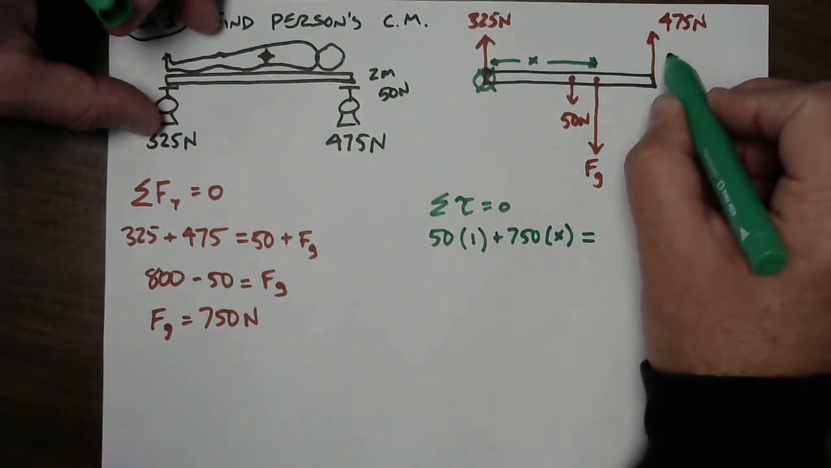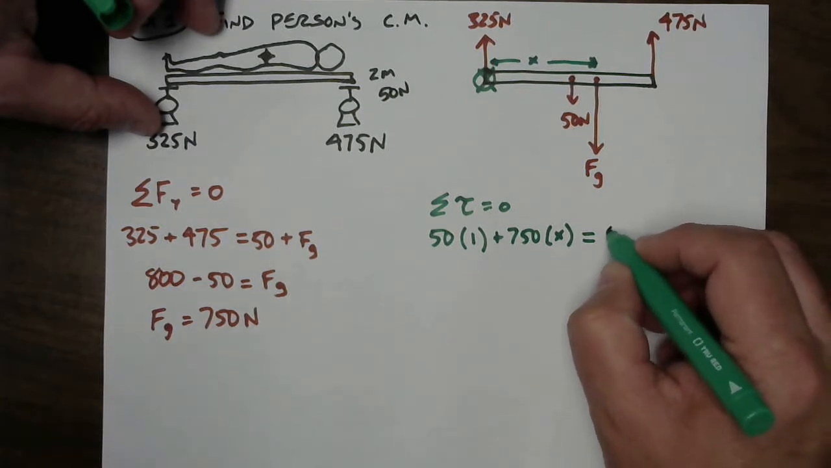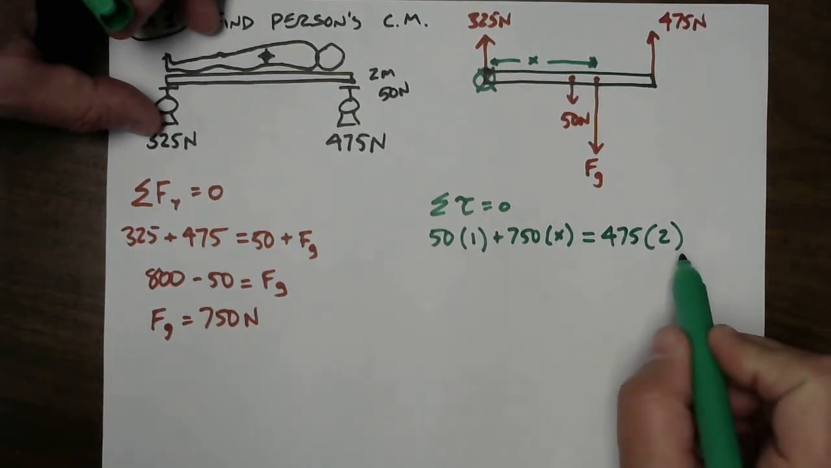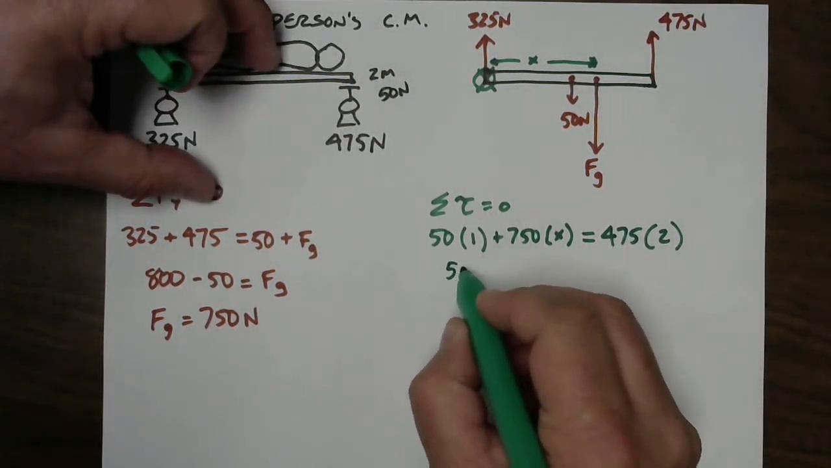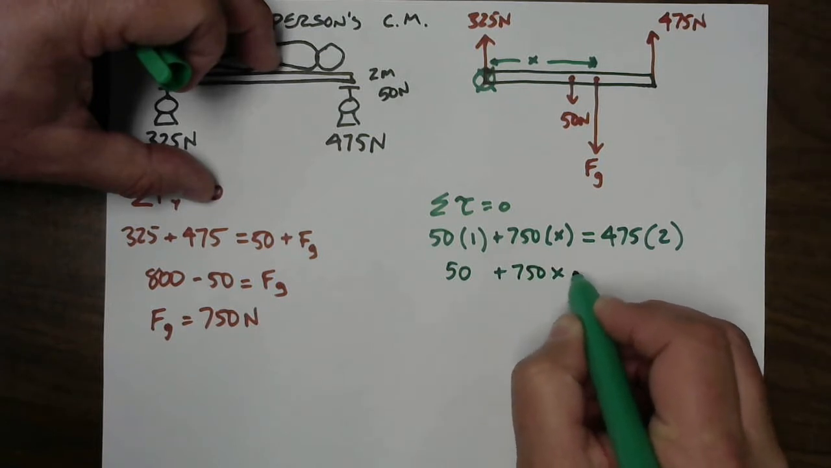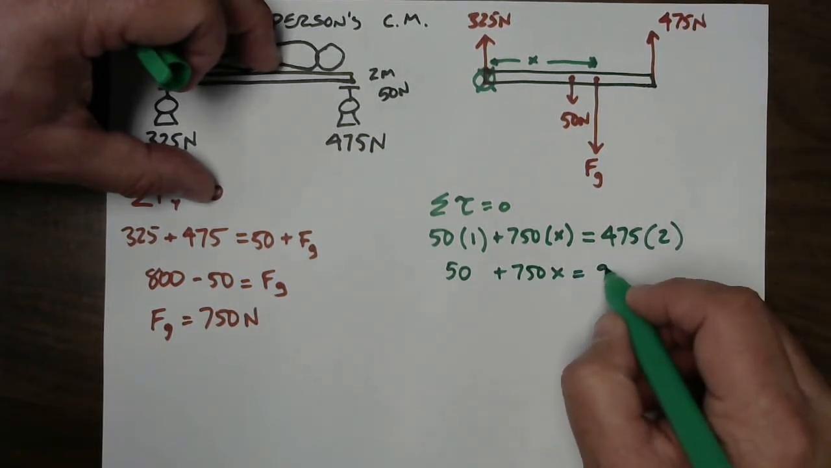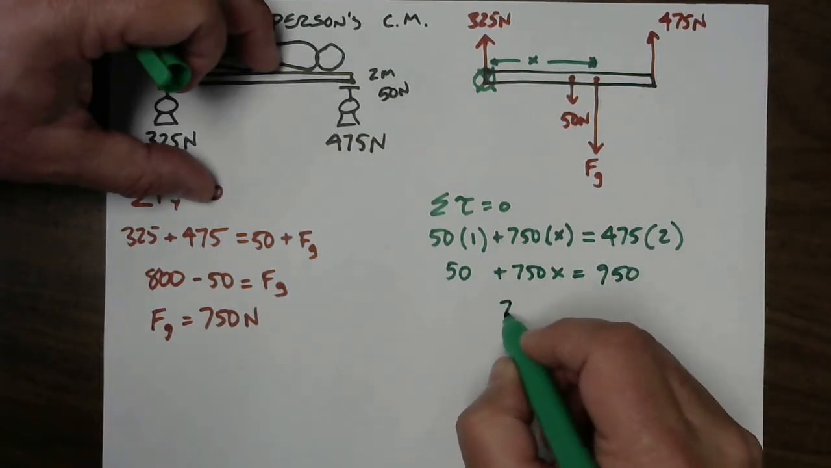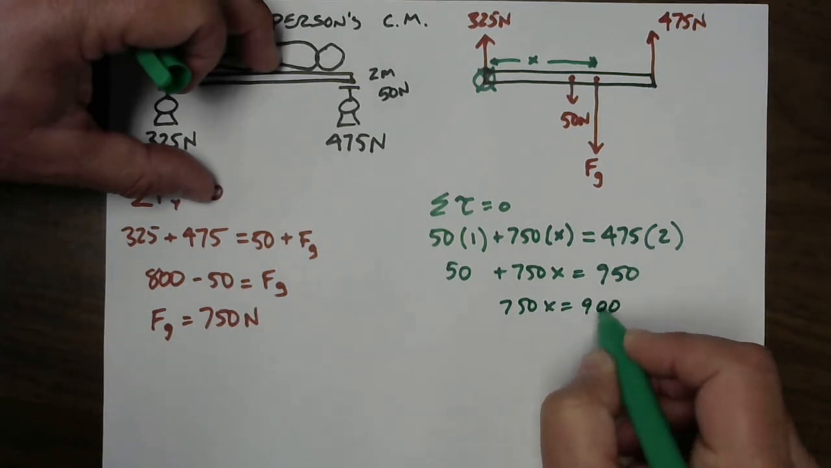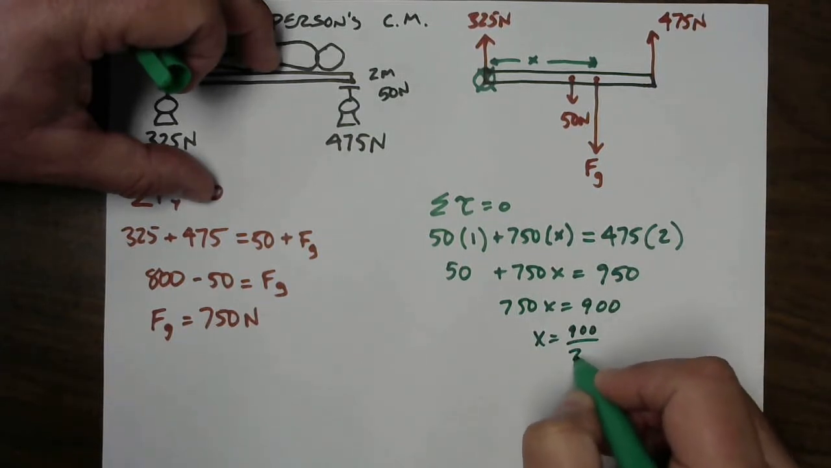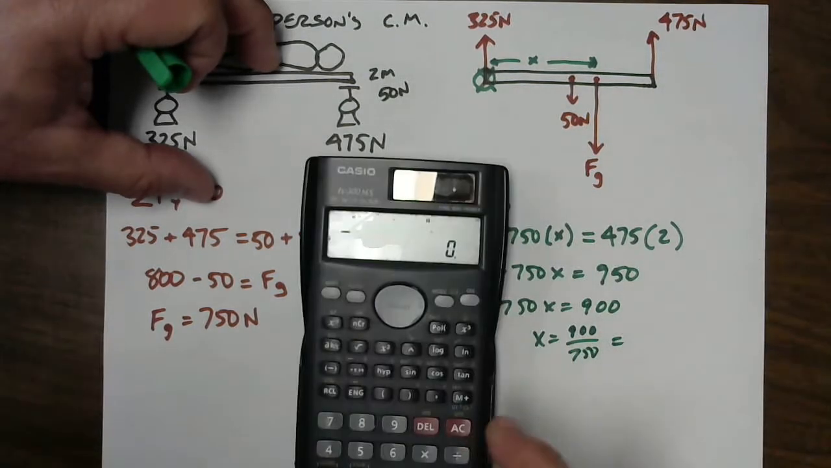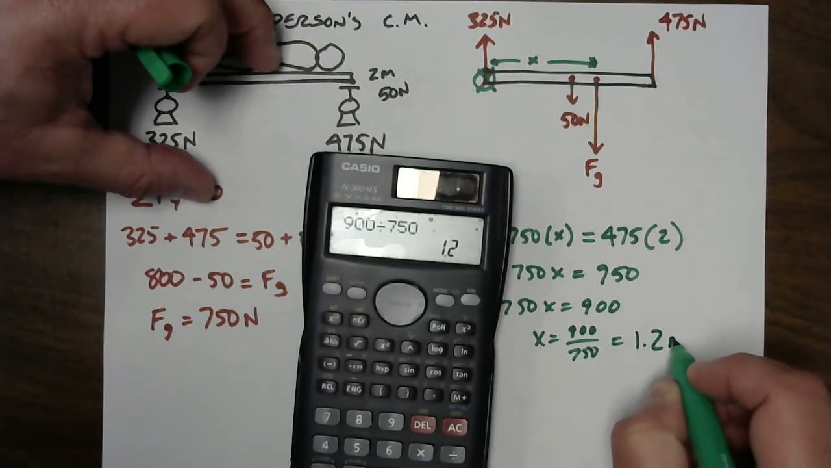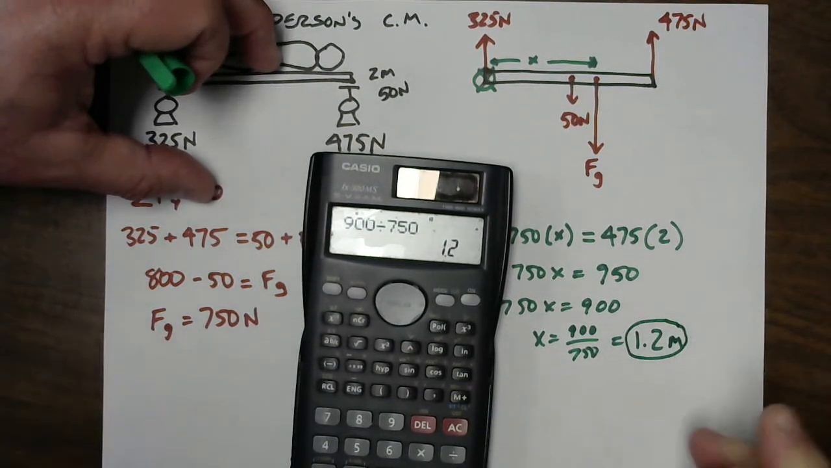This one is going in the counterclockwise direction, tends to spin the plank that way, so that's 475 newtons, acting at a distance the full 2 meters away. And once again, a great equation with only one unknown. Looks like we can rock this one. 50 plus 750x equals, now 475 twice is 950. So it looks like we need to subtract 50, so we're going to have 750x equals 900, and x equals 900 over 750, which is equal to 1.2, which seems like a reasonable place for the center of mass of a person to be.